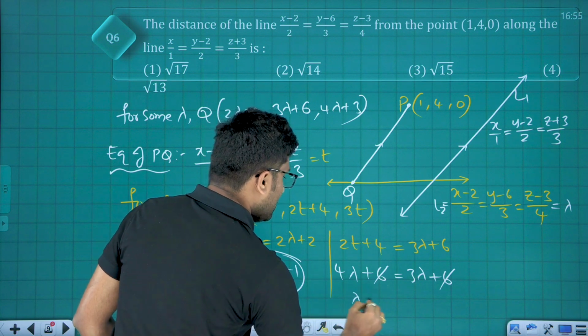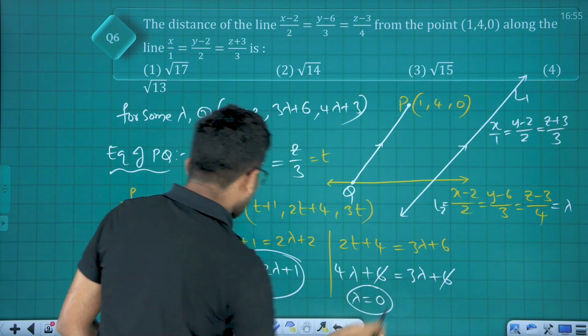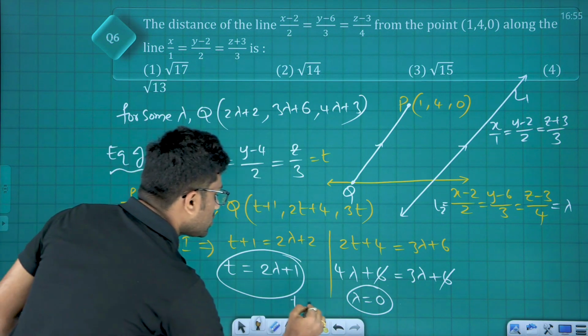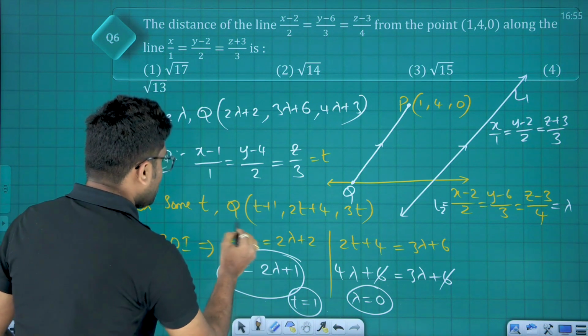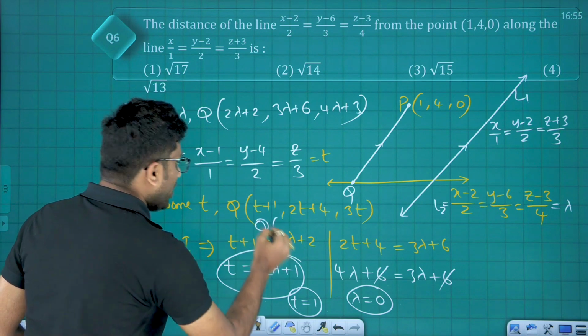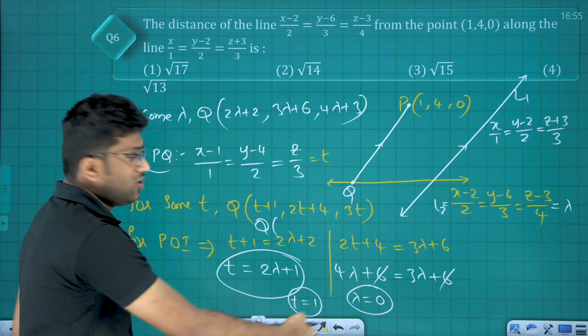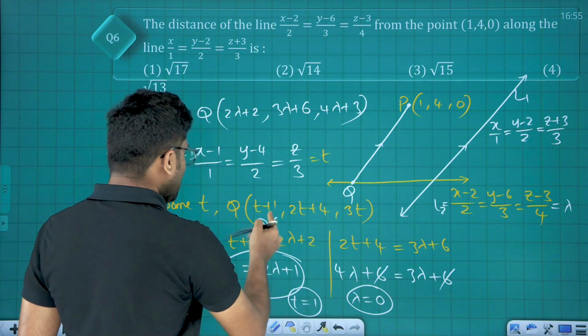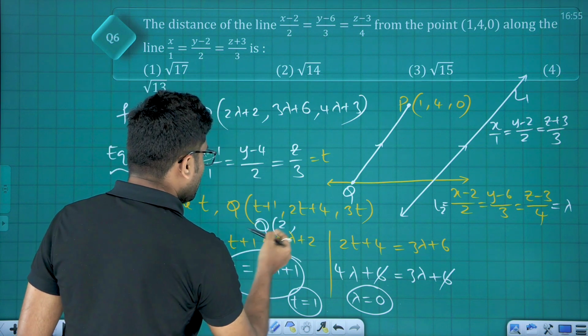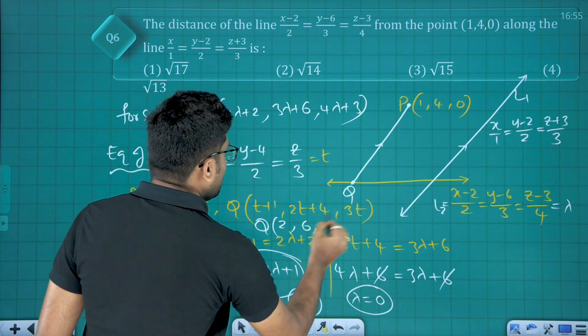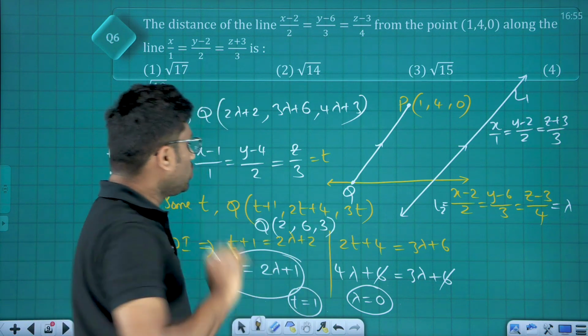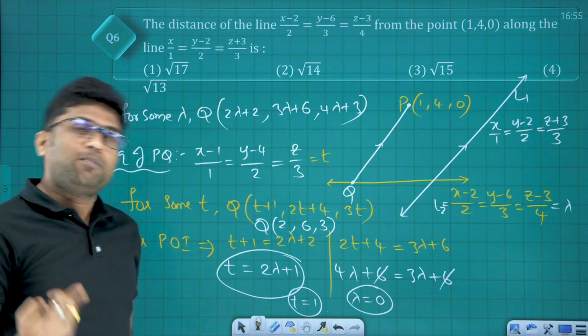6 cancel. Lambda is equal to 0, friends. If lambda is 0, t is equal to 1. So put t equal to 1 in any one of the points, then we get point Q. Either you can take t = 1 or lambda = 0. So if you take t = 1, the coordinates of Q will be 2 comma 2 plus 4, that is 6 comma 3. That's it. So 2 comma 6 comma 3 is the point Q now.